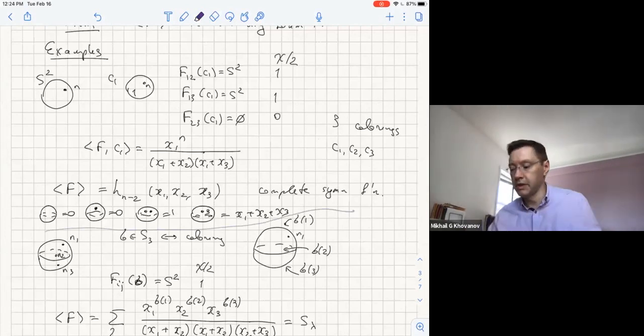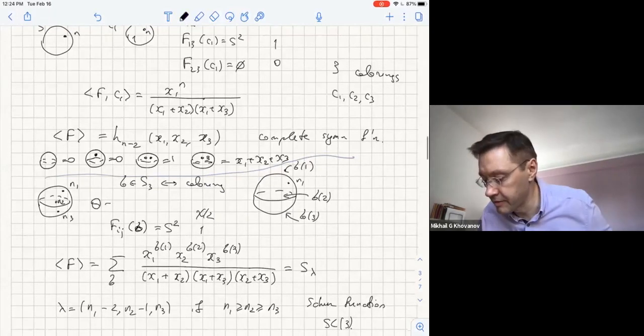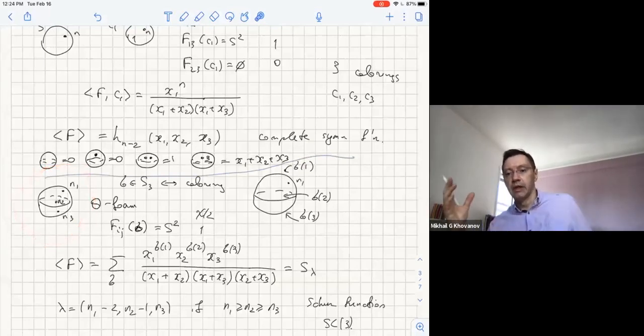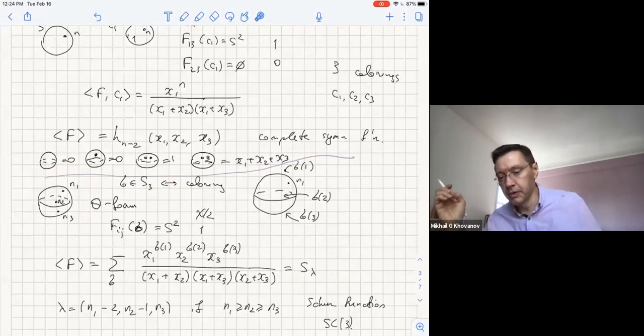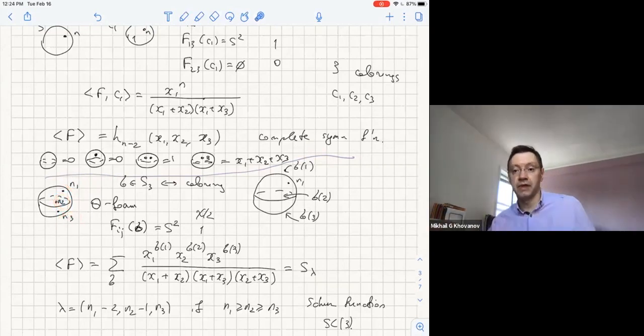And here is another example. This example is what we call a theta form. It's a two-sphere with an added equatorial disk. It has 3 facets. Let us put N1, N2, and N3 dots on those facets. And look at possible colorings.